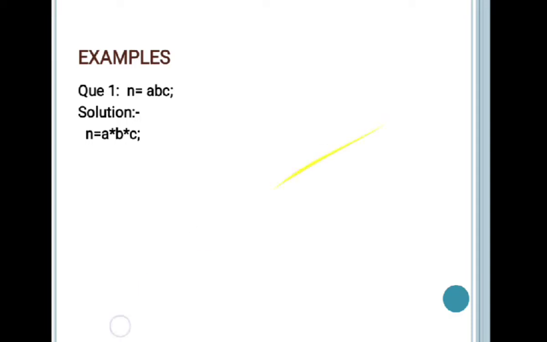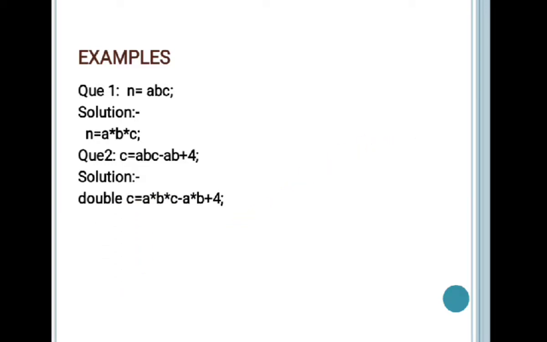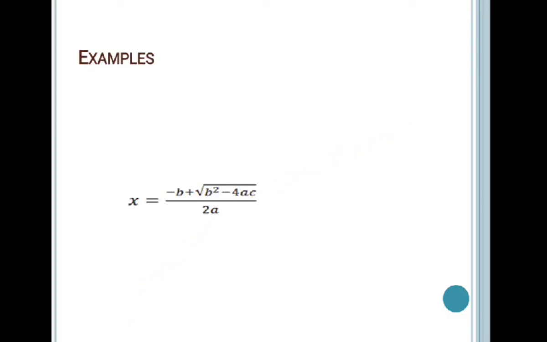All right, let's move to the next question. As you can see here, c equal to abc minus ab plus 4. Now how are you going to write this as a Java expression? For this we are going to write c equal to a into b into c minus a into b plus 4. These are the very basic things you should be aware of, that is how we write a Java expression. Otherwise you might encounter errors, and what the errors are, we will discuss later in this video. Let's take one more example.